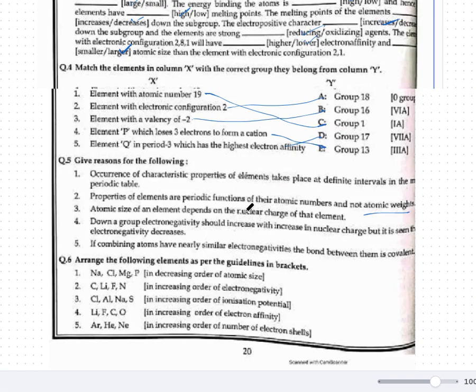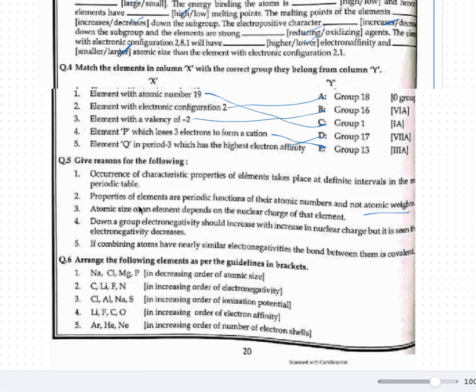Atomic size of an element depends on the nuclear charge of the element. Yes, the more the nuclear charge, the more the electrons, and so the number of orbits also increases. If the atomic size increases, that means the nuclear charge, that is the number of electrons, has also increased. But then there is a problem here. Just because nuclear charge has increased, atomic size will not necessarily increase.